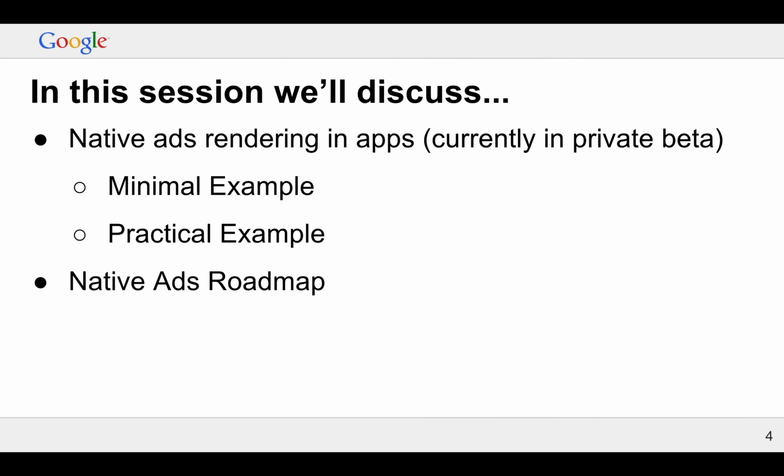In this session, we're going to discuss native ads rendering in the client-side application. We actually have a current private beta for this. I'm going to walk through a minimal example showing the minimal amount of code you'll need to get up and running with native, as well as a practical example showing how this could be used in a real-life application. Finally, we'll discuss the native ads roadmap to tell you about where we're headed.